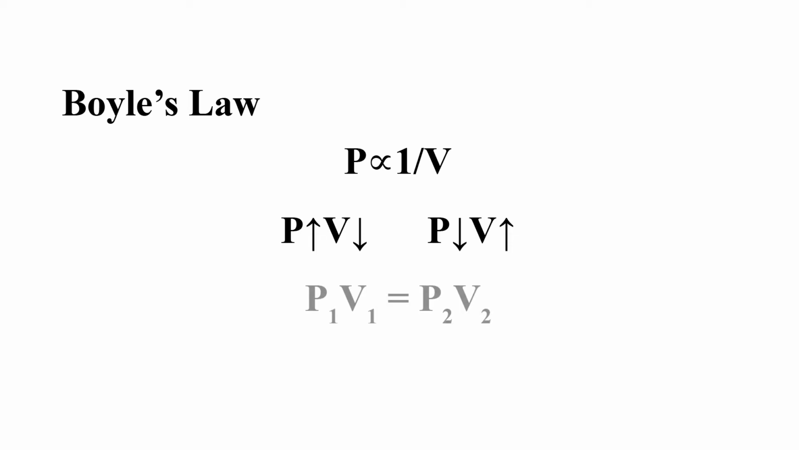Let's start with Boyle's law. Boyle's law tells us that pressure and volume of gases are inversely related when temperature and number of moles remain constant. Since they are inversely related, as pressure is increased, the volume decreases, and the opposite is also true. As pressure decreases, volume increases. This is denoted by the equation P1 V1 equals P2 V2, which means it's equal to the product of the final pressure and volume of the same gas.